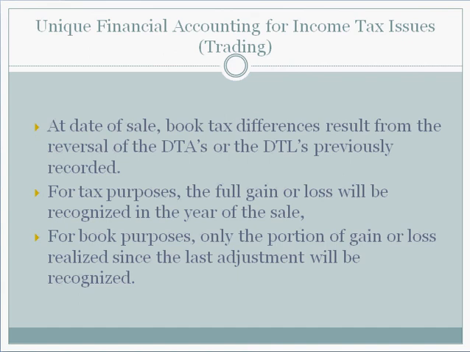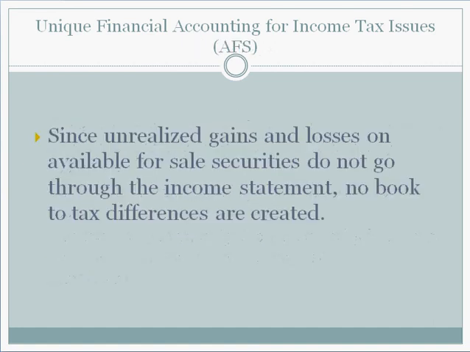In the year of the sale, there will be book tax differences resulting from the reversal of the deferred tax assets or the deferred tax liabilities previously recorded. For tax purposes, the full gain or loss will be recognized in the year of the sale, whereas for book purposes, only the portion of gain or loss realized since the last adjustment will be recognized. It is also important to note that since unrealized gains and losses on available for sale securities do not go through the income statement, no book-to-tax differences are created.